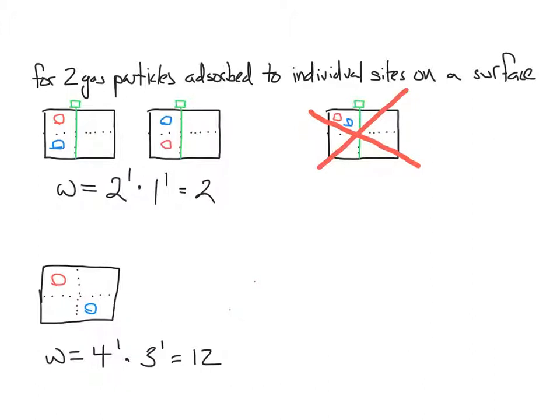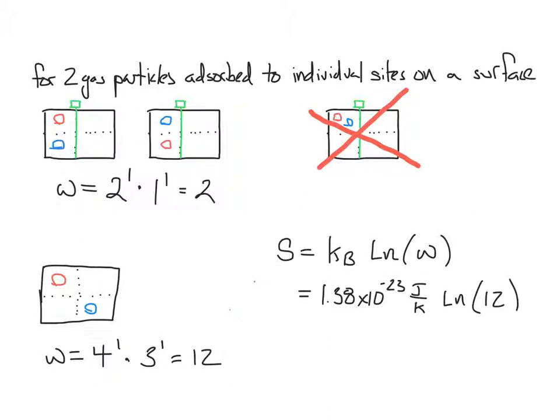Let's return to our quantitative definition of entropy. The entropy of the system is equal to Boltzmann's constant times the natural log of W. Let's calculate the quantitative value of the entropy for this system where W is 12. When we plug in the values, we see that the total entropy for this system is 3.43 times 10 to the negative 23rd joules per Kelvin.